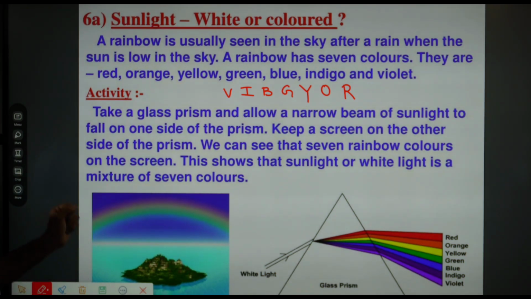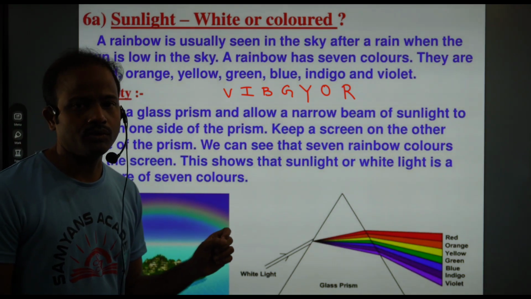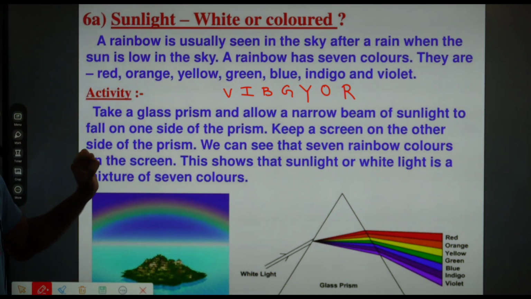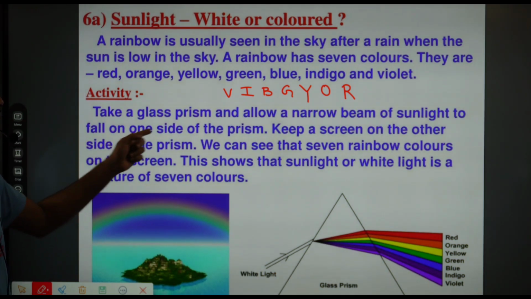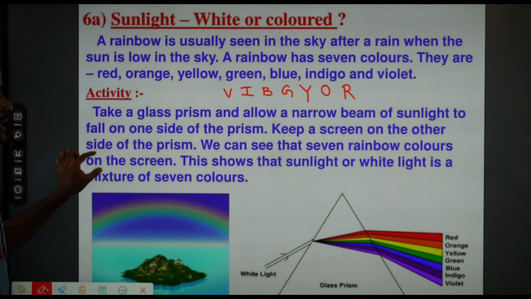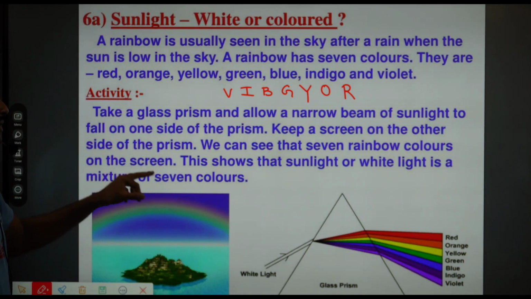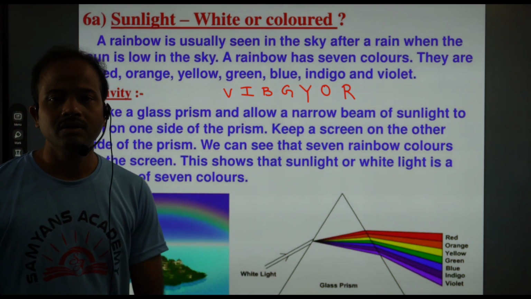So to know this, there is an activity. You take a glass prism and allow a narrow beam of sunlight to fall on one side of the prism. Keep a screen on the other side of the prism. We can see the 7 rainbow colors on the screen. This shows that sunlight or white light is a mixture of 7 colors.